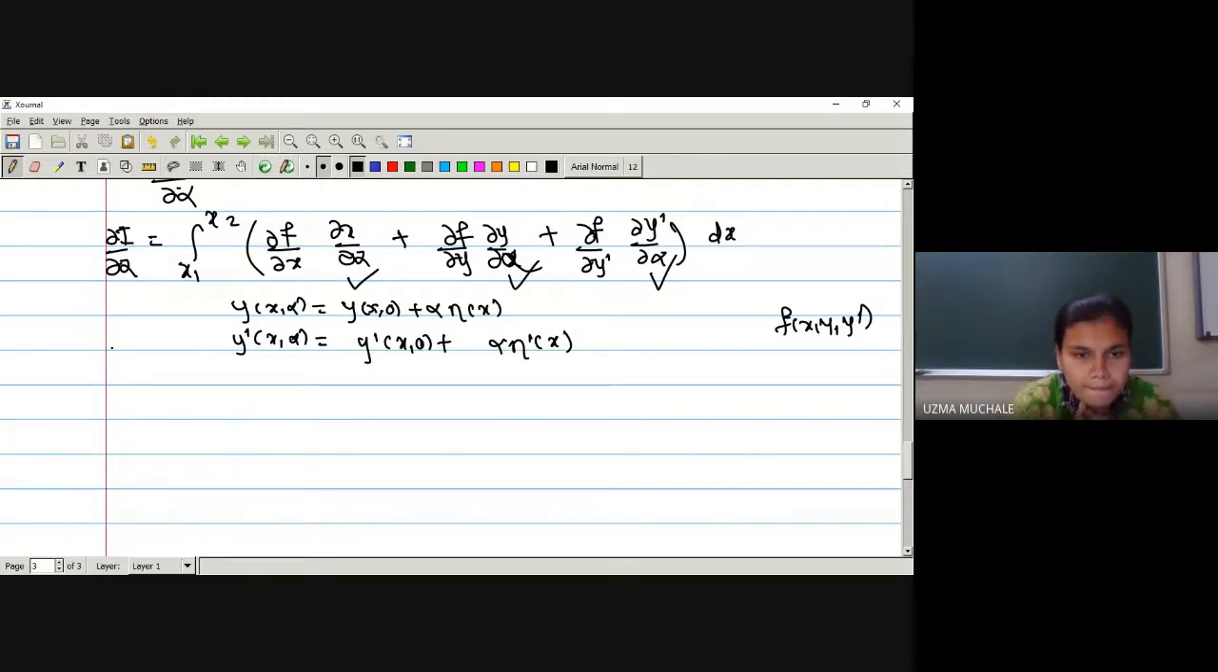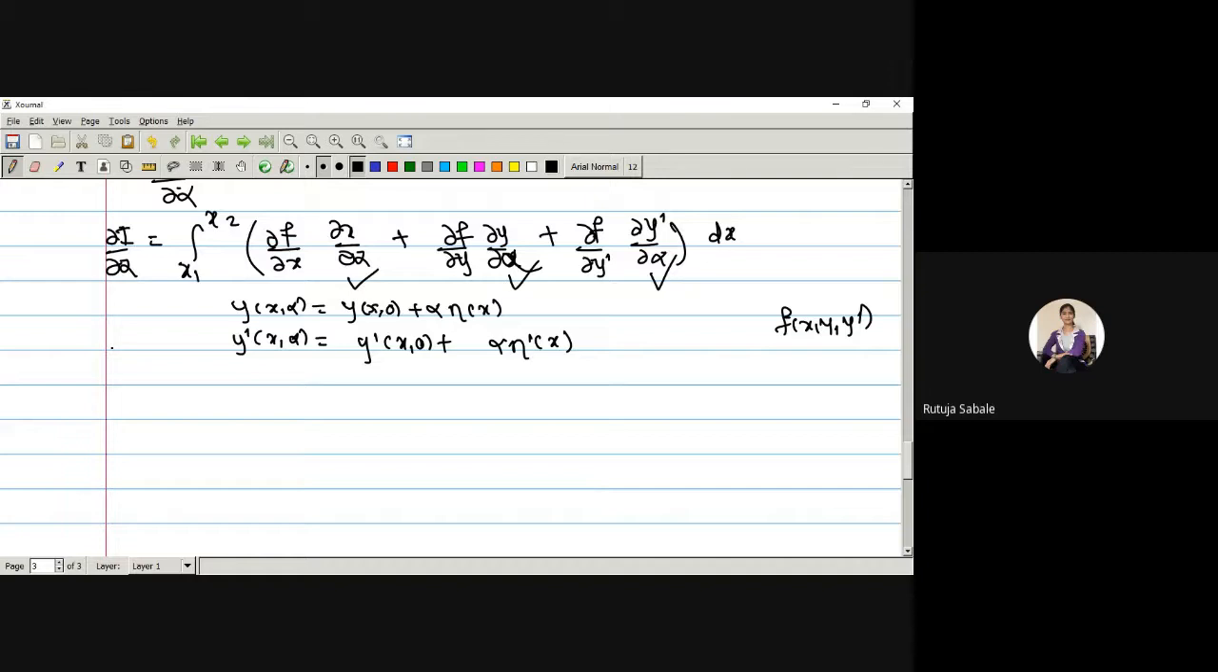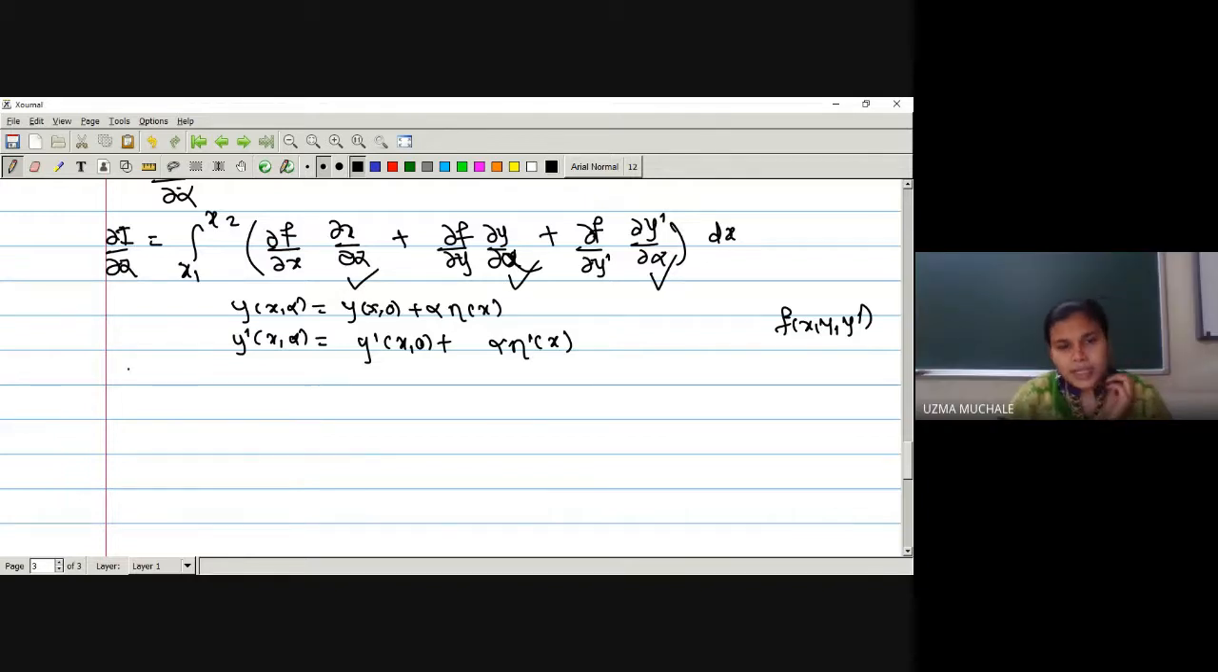If the function is given, we keep it as it is. So dou I by dou alpha we can write as the integration from x1 to x2. Now we will keep dou f by dou x as it is because we don't know the function f.